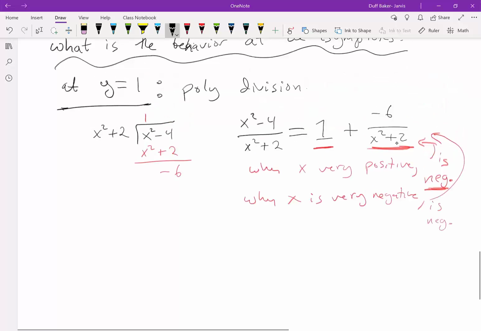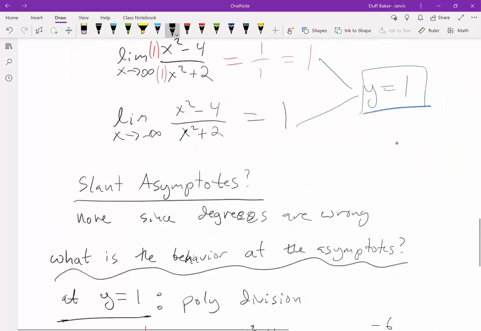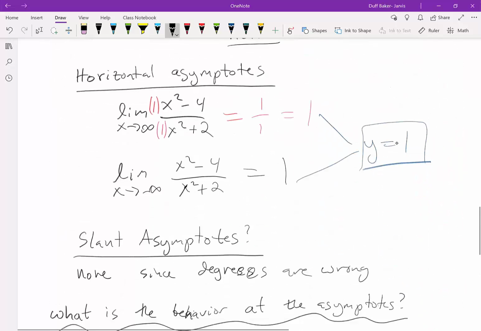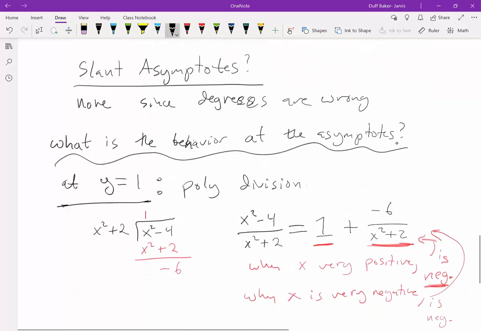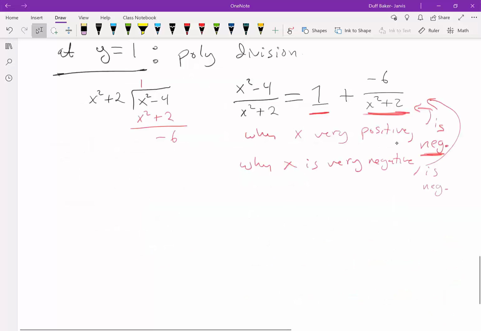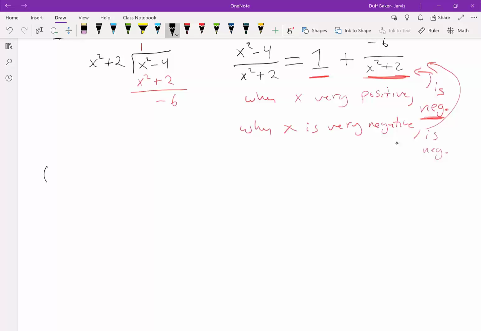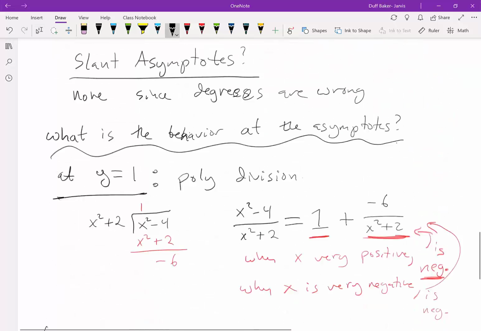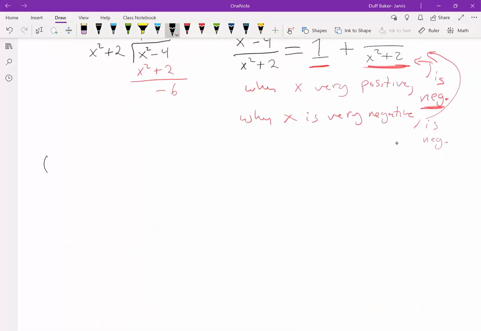Okay, so that was asymptotes. Did anybody have questions about finding asymptotes so far? And what number are we on? This is like 2 maybe? No, it's got to be 3.